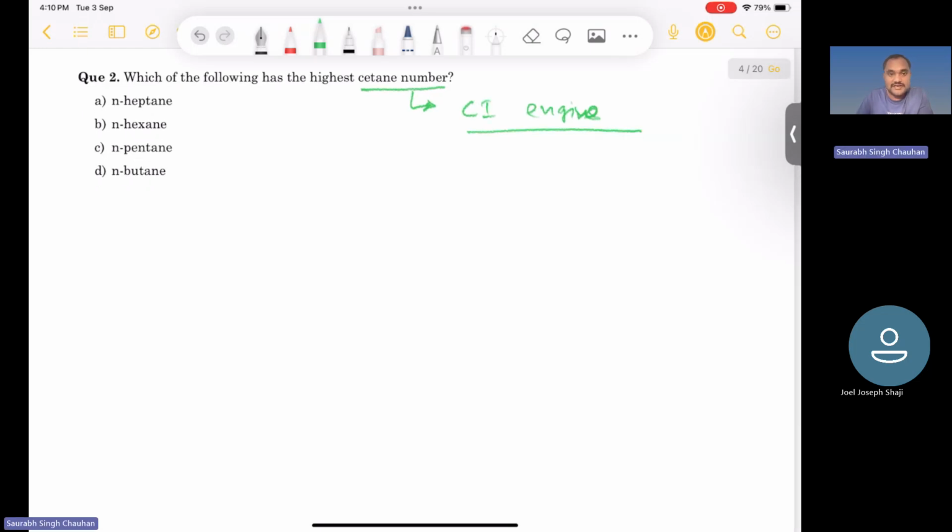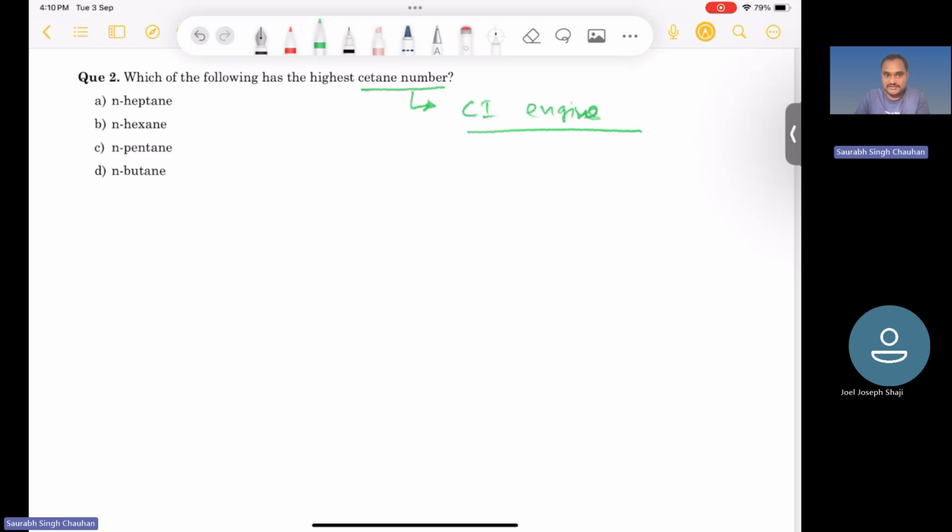So fuels for CI engines should have a higher cetane number, so that they can be easily ignited. And the petrol or petrol-like fuels have a lower cetane number. For this reason, the fuels which are good for SI engines cannot be used in CI engines because they have a very low cetane number.